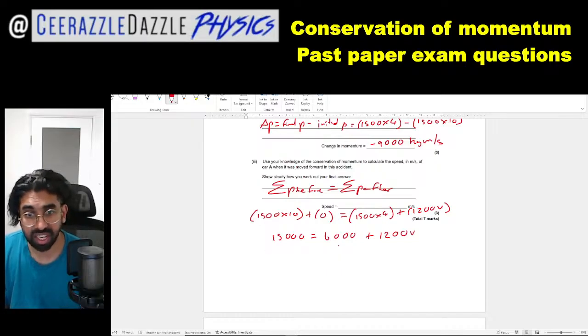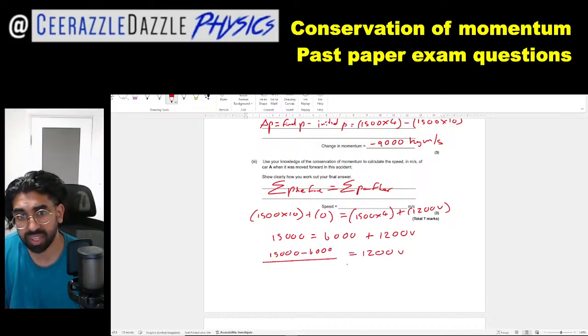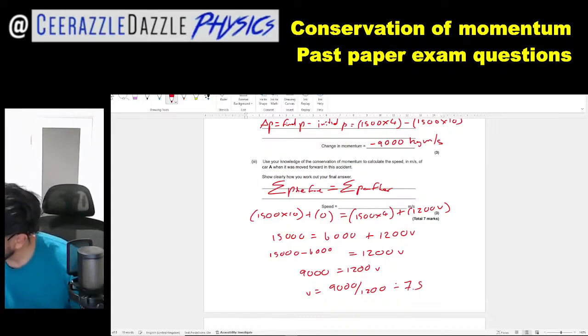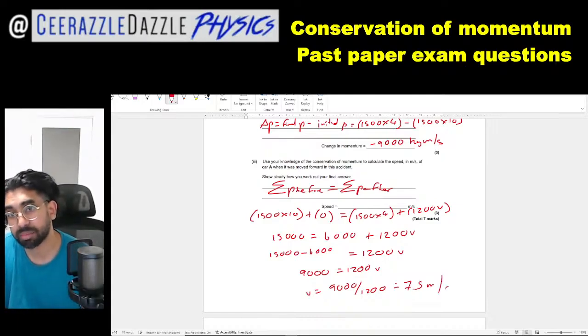Then rearranging it, taking this to the opposite side, 15000 minus 6000 is equal to 1200V. There we go. 15000 minus 6000 is equal to 9000 in this case. 9000 is equal to 1200V, and therefore V is equal to 9000 divided by 1200. The answer is going to be equal to 7.5. Let me double check that's right. Yes, it's 7.5 meters per second.